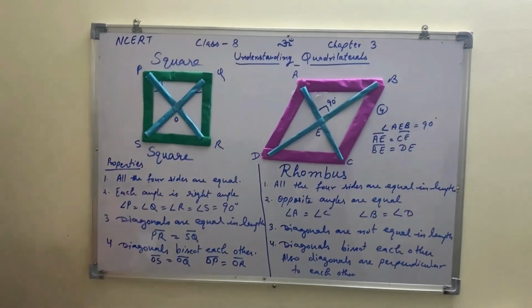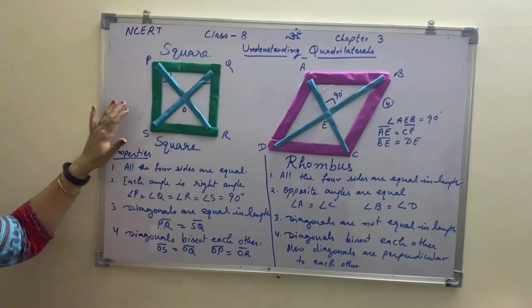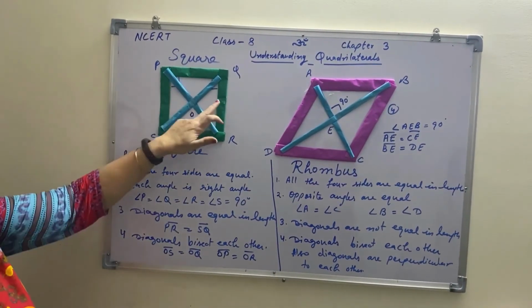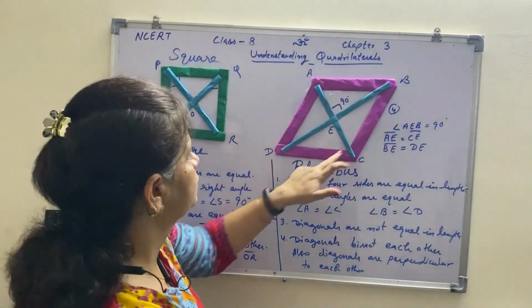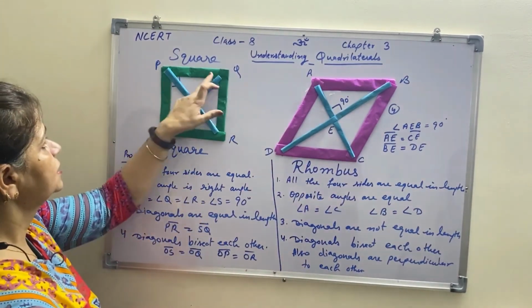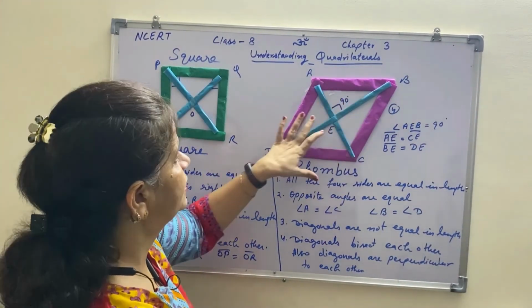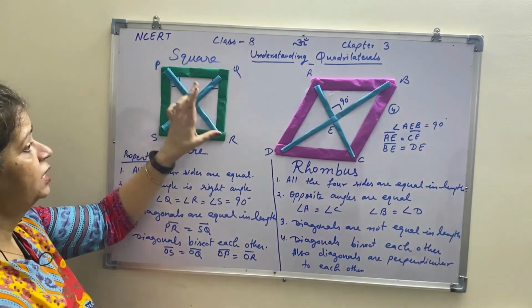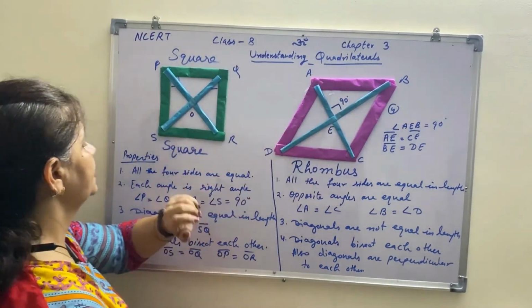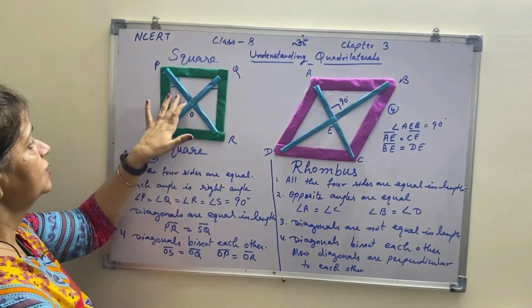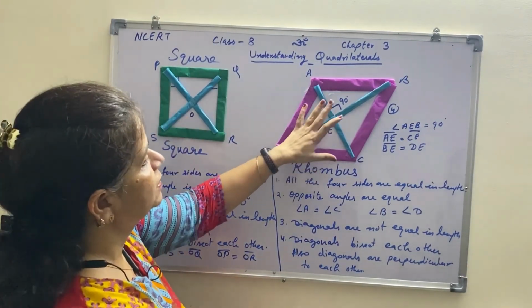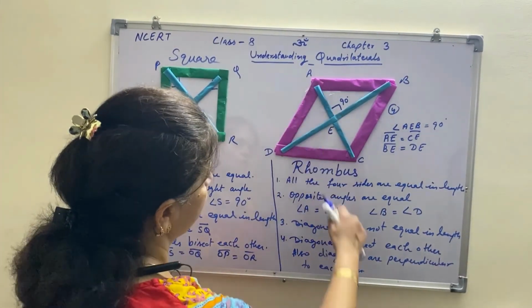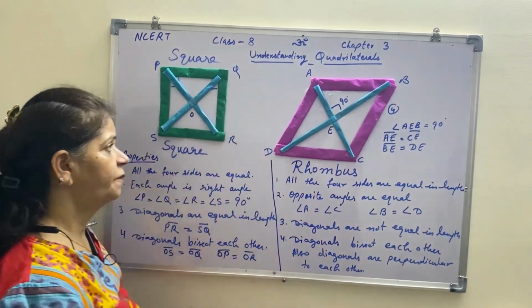Many students I have observed have confusion between square and rhombus. Here all these four sides are equal. Here also all the four sides are equal. Here each angle is 90 degrees. Here each angle is not 90 degrees, but the opposite angles are equal. Here diagonals are equal in length. Here diagonals are not equal in length. Here in a square diagonals bisect each other. In a rhombus diagonals bisect each other and are also perpendicular to each other.